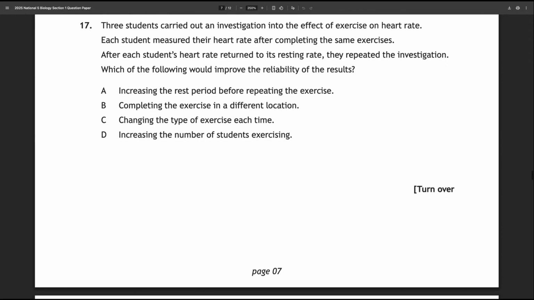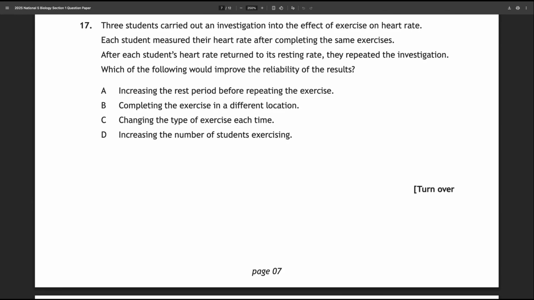Okay, question 17. Three students carried out an investigation into the effect of exercise on heart rate. Each student measured the heart rate after completing the same exercises. After each student's heart rate returned to its resting state, they repeated the investigation. Which of the following would improve the reliability of the results? Okay, so let's look at the options and see which one is going to be the best suited here. Increasing the rest period before repeating the exercise, completing the exercise in a different location, changing the type of exercise each time, increasing the number of students exercising.